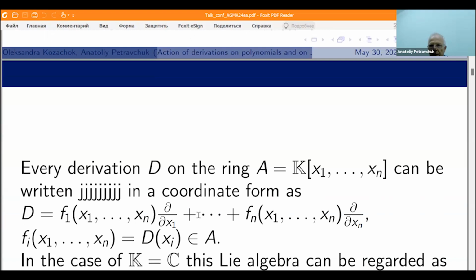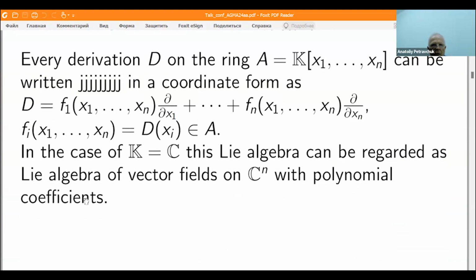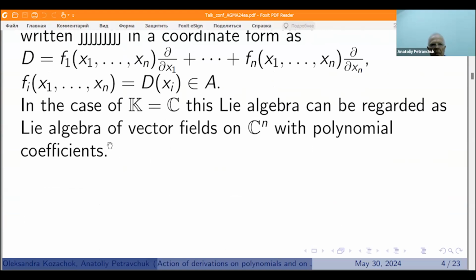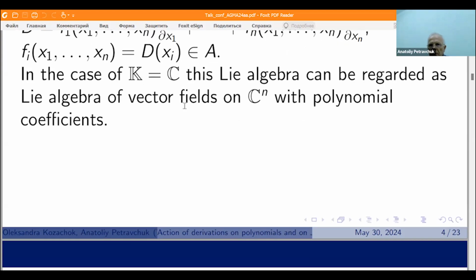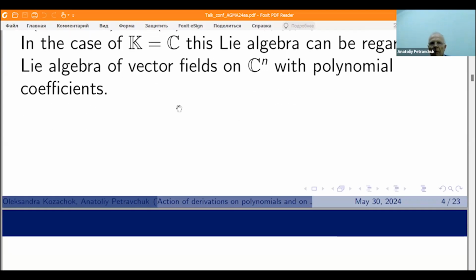Every derivation D on the ring A can be written in coordinate form as a sum of partial derivatives with polynomial coefficients. The polynomial f_i(x1, ..., xn) is the result of acting the derivation D on x_i. In the case of complex numbers, this Lie algebra can be regarded as a Lie algebra of vector fields on C^n with polynomial coefficients.